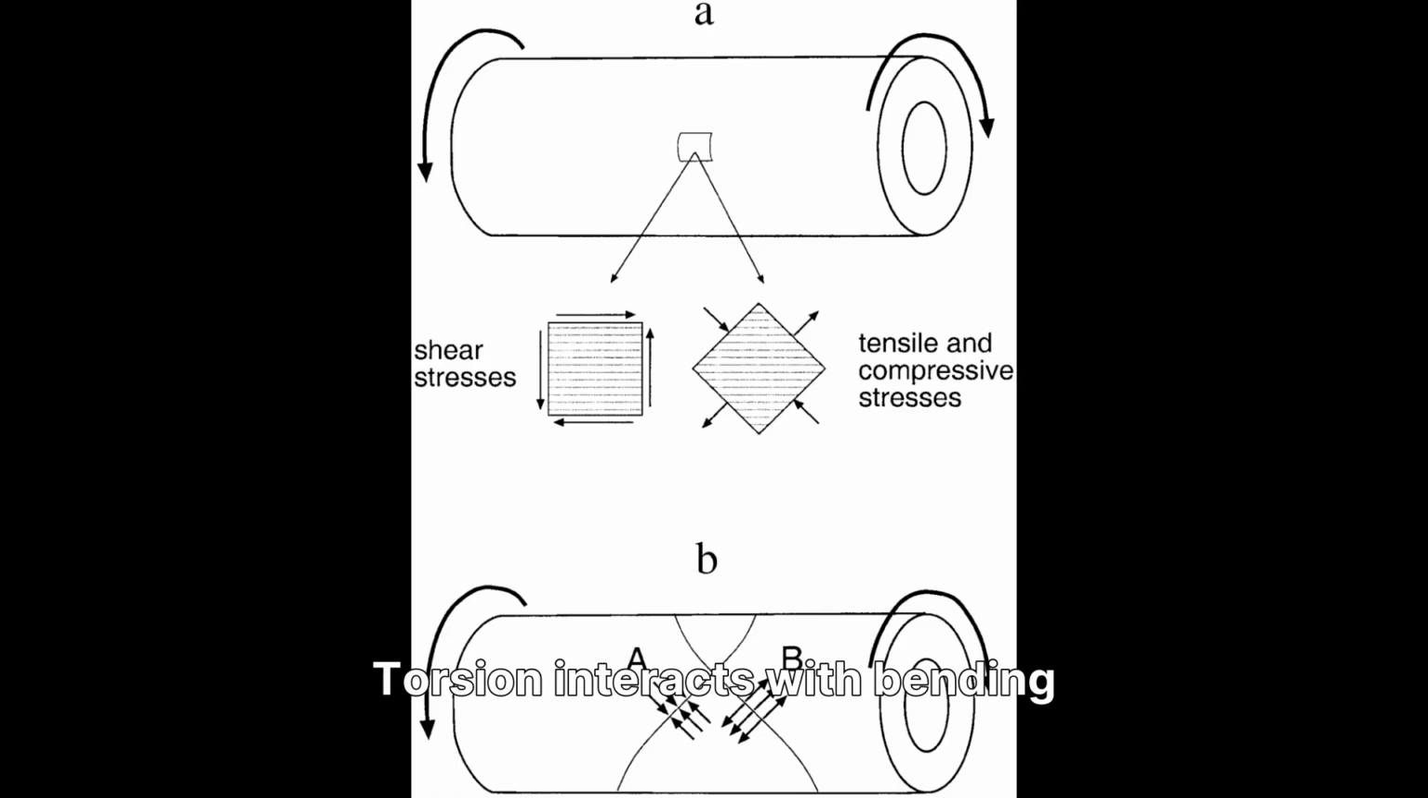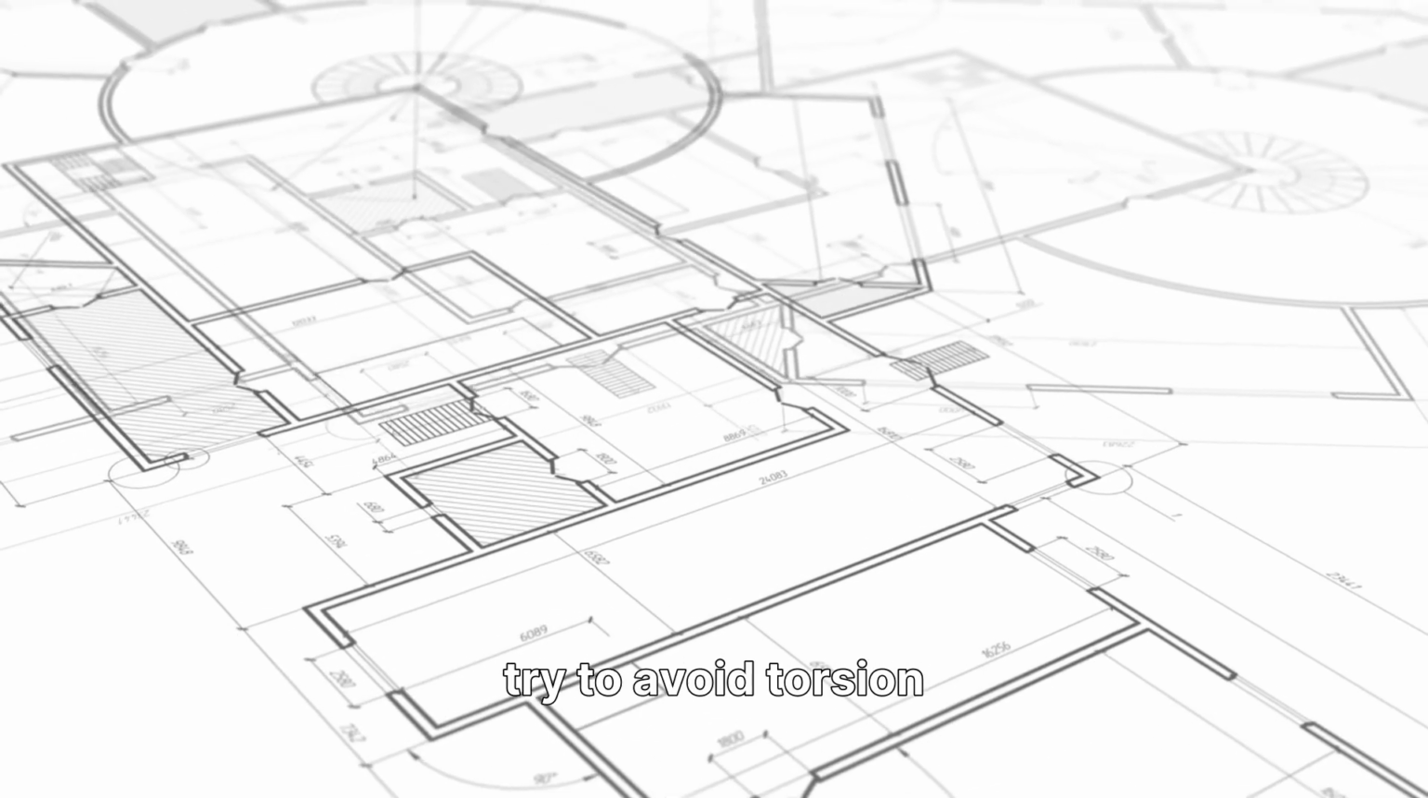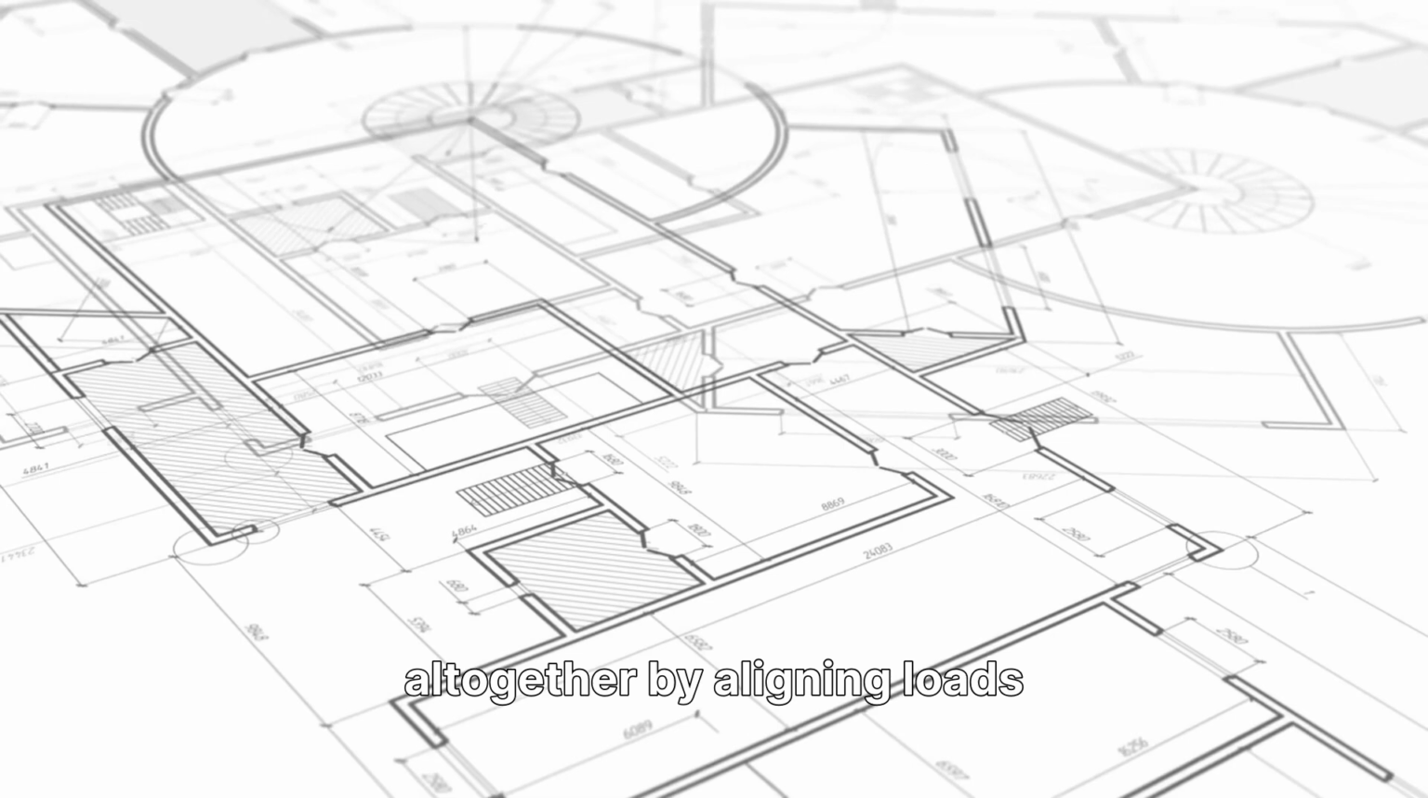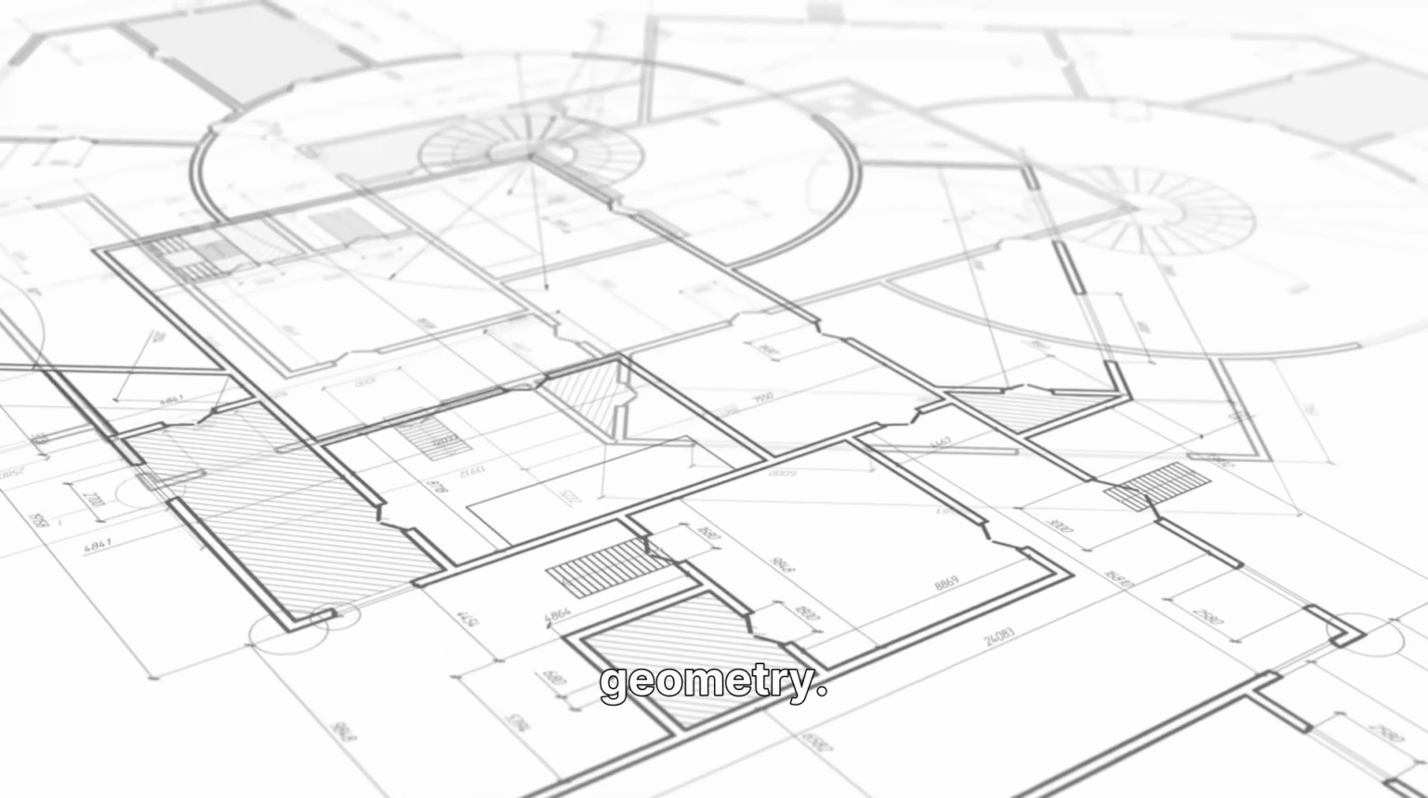Torsion interacts with bending and shear, making reinforcement design much more complex. That's why engineers usually try to avoid torsion altogether by aligning loads better or adjusting the geometry.